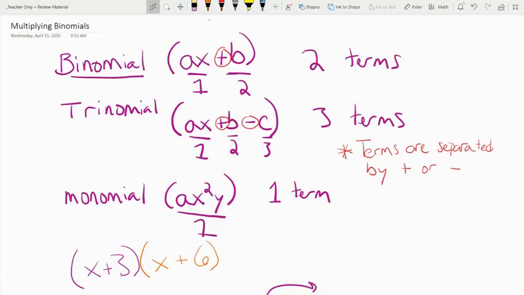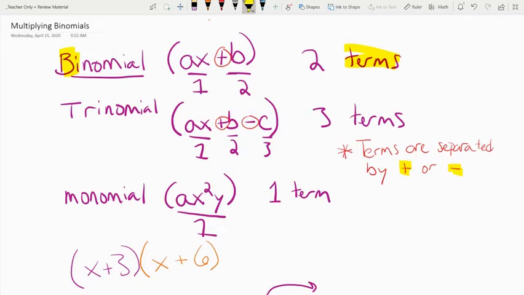Now terms, you can see over here this word terms. Terms are always separated by a plus or a minus. So in this case, a binomial, bi means two. So a binomial, we have our first term, there's a plus sign, so that means now we've moved on to a different term. Here's our second term.